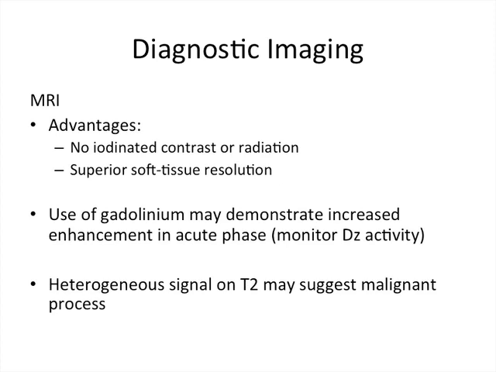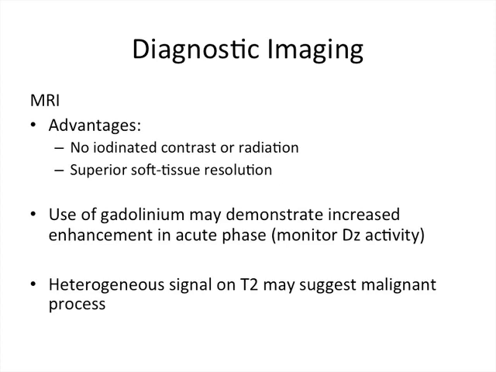MRI has been felt to be comparable to CT, but of course is limited by cost and availability. It really has advantages in terms of no need for iodinated contrast, no need for radiation, and does have superior soft tissue resolution. In addition, the use of gadolinium has been shown to be useful for monitoring disease activity, although it should be used with caution in those with renal impairment.